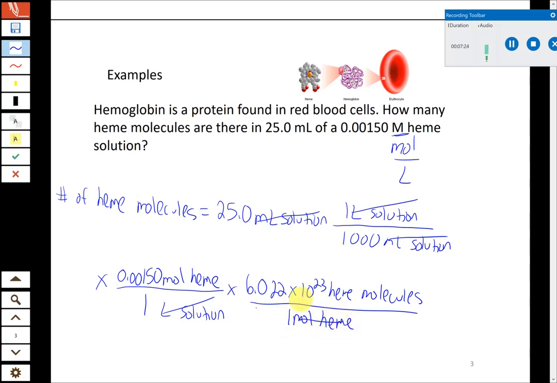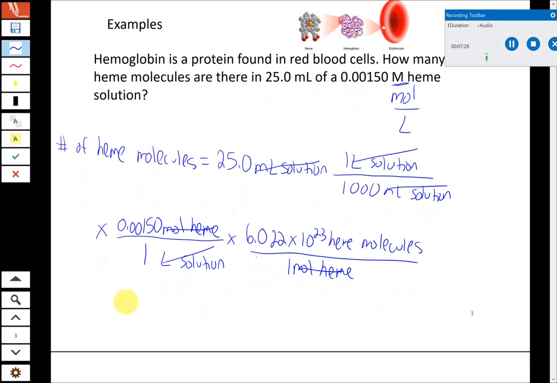So those units cancel out and we get to what we're looking for, which is the number of heme molecules. The number that I got was 2.26 times 10 to the 19th, I think? Yep. I can't read my own writing, so I know how you guys feel. All right, 2.26 times 10 to the 19th heme molecules in this solution.